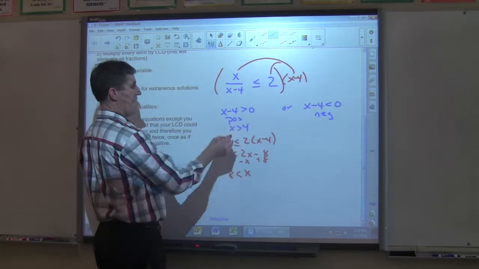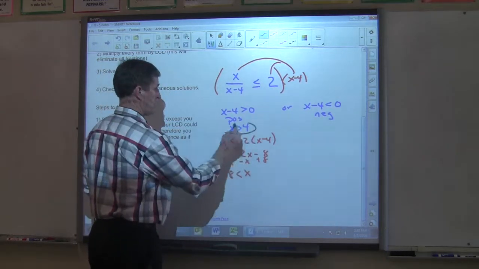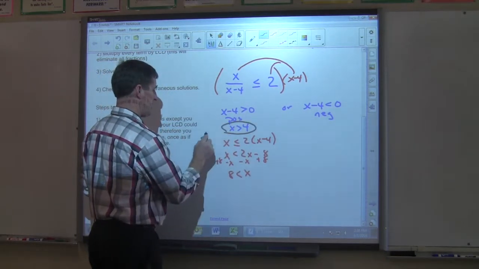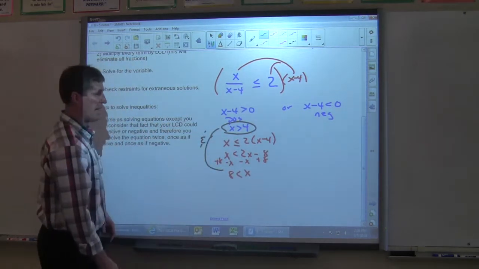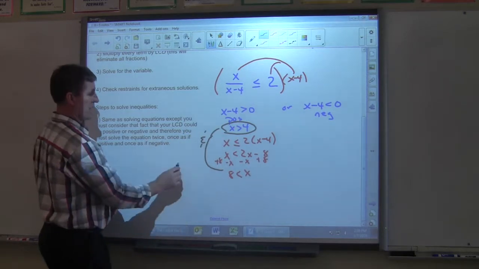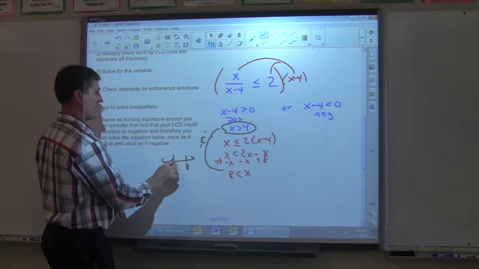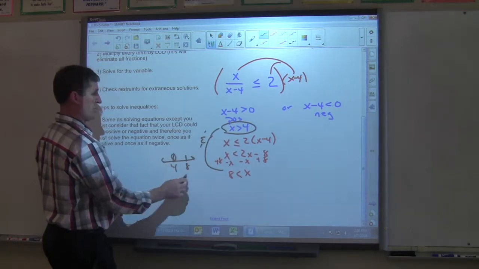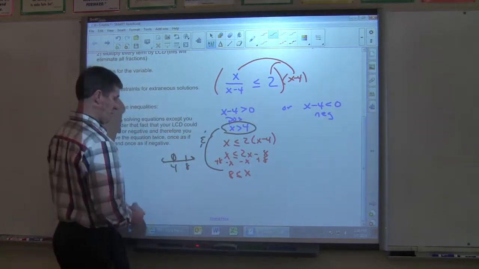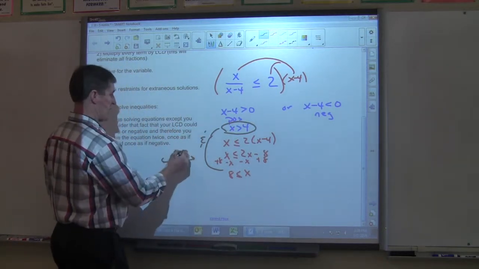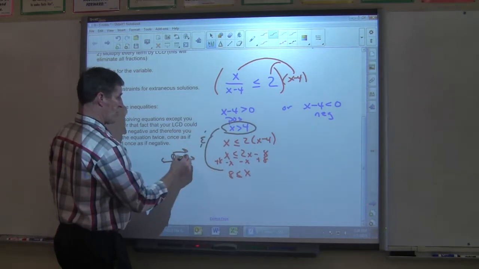So this is an and statement because x is greater than 4 and x is greater than 8. Well, if you looked at that on a number line, we have 4 and we have 8. This would be an open circle, and this I guess would be a closed circle, less than or equal to. So this would be x is greater than 4, and this would be x is greater than or equal to 8.